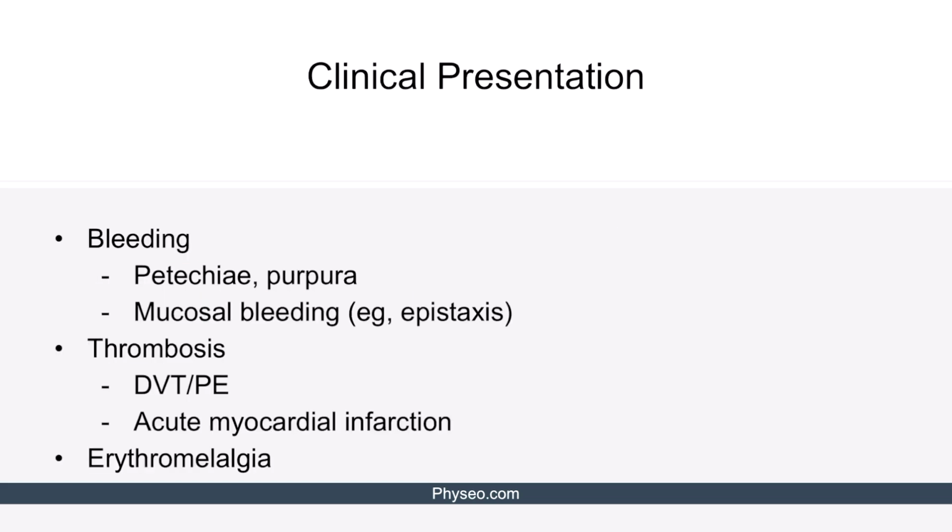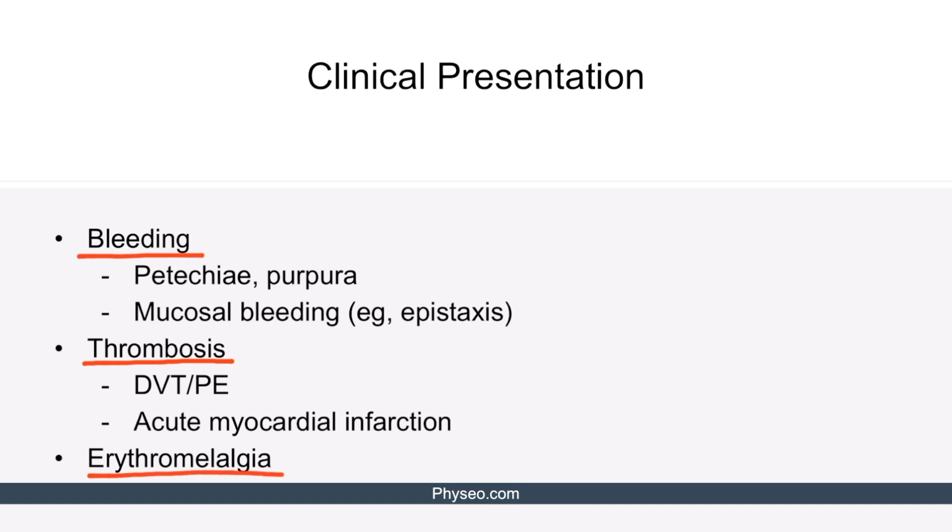Let's talk about the clinical presentation of essential thrombocythemia. It results in both bleeding and thrombosis. This is because defective platelets either cannot aggregate at all or they form excessive clots. Bleeding can be manifested with petechia, purpura, and episodes of mucosal bleeding like epistaxis. Essential thrombocythemia may also present with deep venous thrombosis, pulmonary embolism, and acute myocardial infarction.